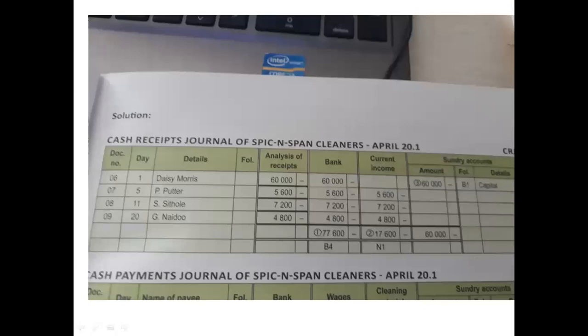And there's the entry in the CRJ on the 11th, receipt number 8. Details: the name is Sitole, 7,200 Rand in analysis, 7,200 in bank, and 7,200 in current income. Again, why current income? Because it is a services rendered transaction.